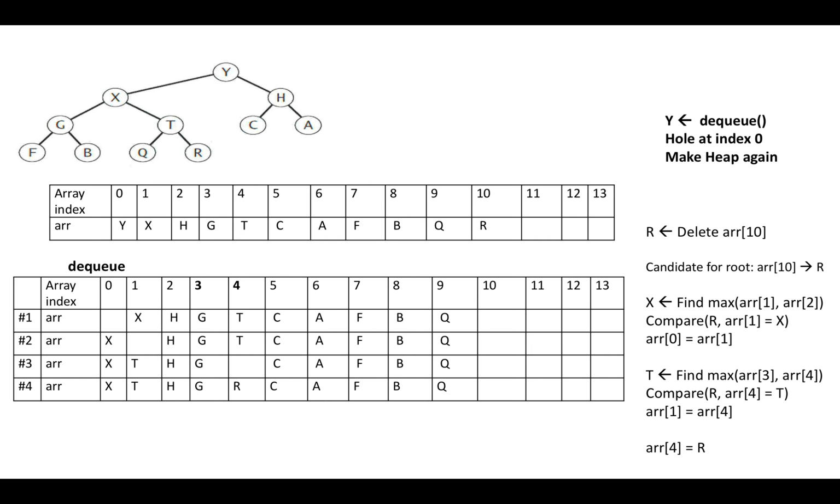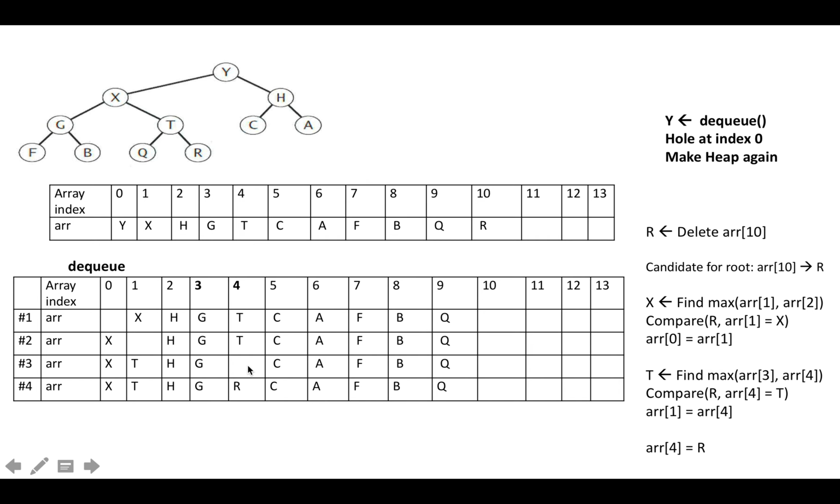So we find out which one is the maximum, right? So the maximum is T. So T gets updated here and T moves here. So the hole moves to location 4. So we see a hole here. We repeat the steps. So what are the child nodes? What are the children nodes for this hole, index 4?